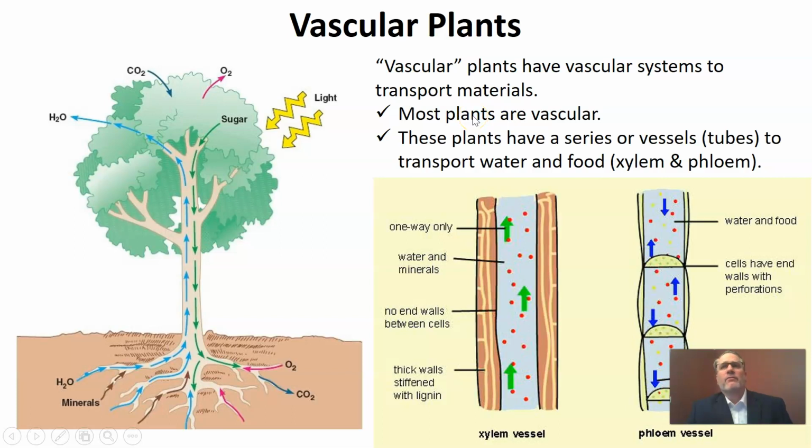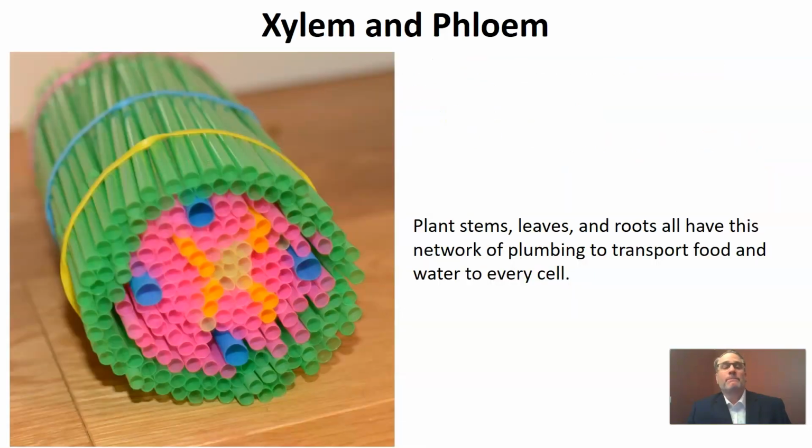There's only a very few plants that are very simple plants that don't have these, that are not vascular, that don't have the xylem and the phloem. Things like mosses are an example of non-vascular plants. And all of these plants, remember, all vascular plants, are going to have xylem and phloem, a way to transport that food and that water throughout the plant and to every cell.